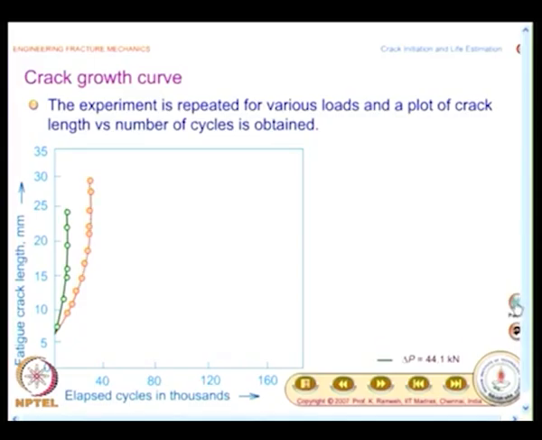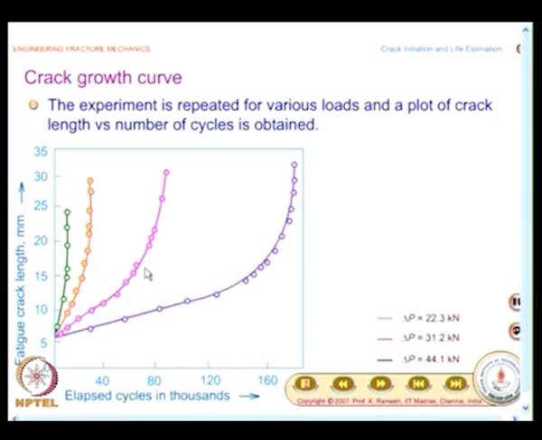The second graph is for 31.2 kilonewtons. So, it takes more time for the crack to grow when the delta P value is smaller. And you will also have to keep in mind that I have drawn these data points with different colors. I have a reason for it, which will become clear once we see the next set of graphs.